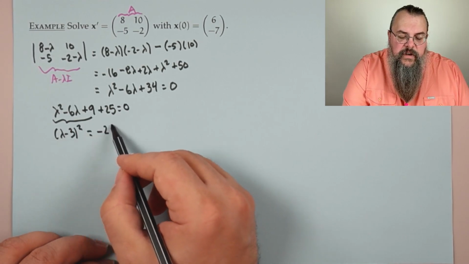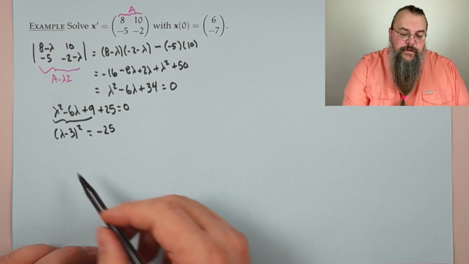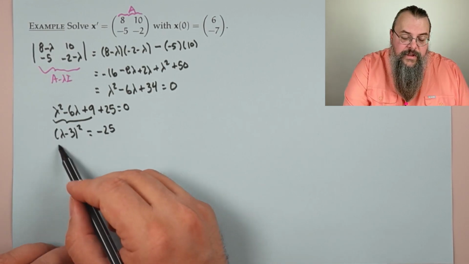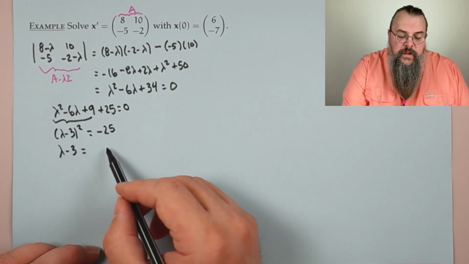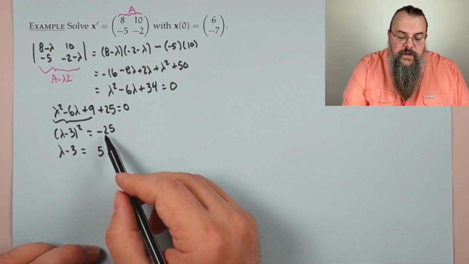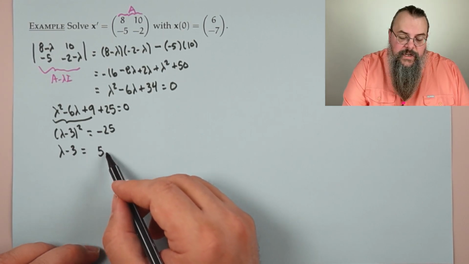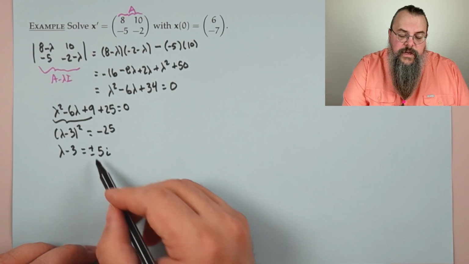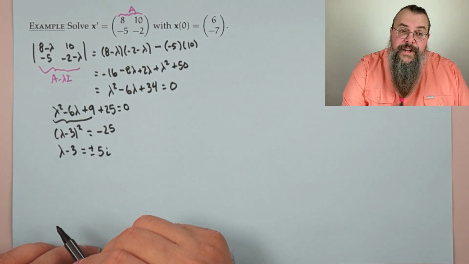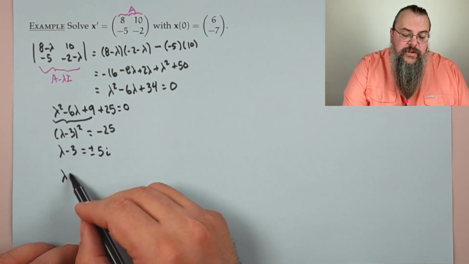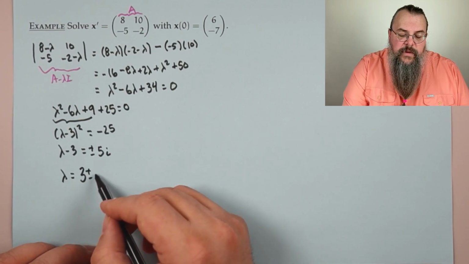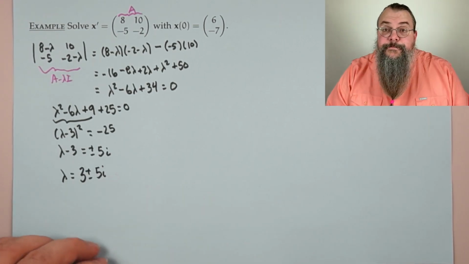Move the 25 across, that's negative 25. We can take the square root of both sides, lambda minus 3. The square root of 25 is 5. Because we have a negative, we get an i. And of course, we have two possibilities, plus or minus. So lambda is 3 plus or minus 5i.